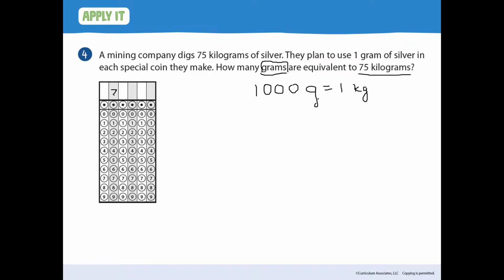So we're going to write that in the top here. 0, 0, 0. And then the way we fill this in is we fill in the bubbles that correspond with the numbers at the top. So 1, 2, 3 zeros, and then the 5 and the 7.